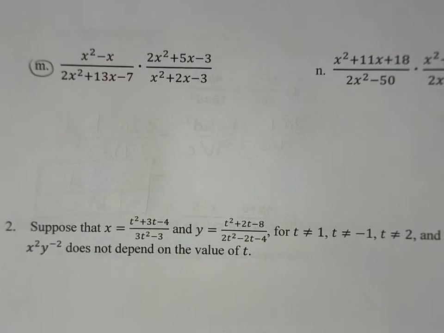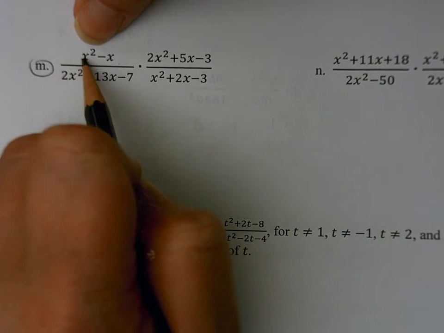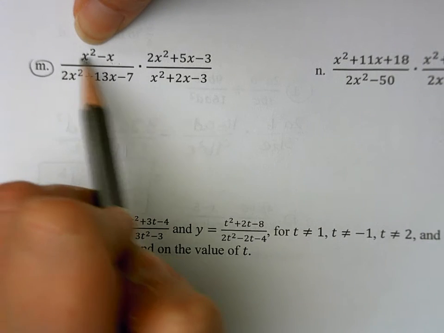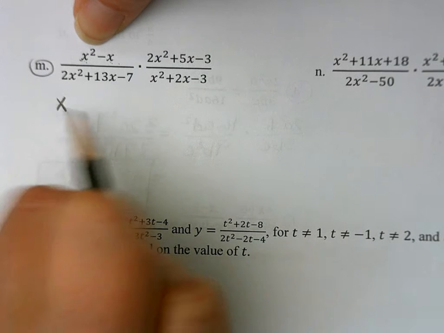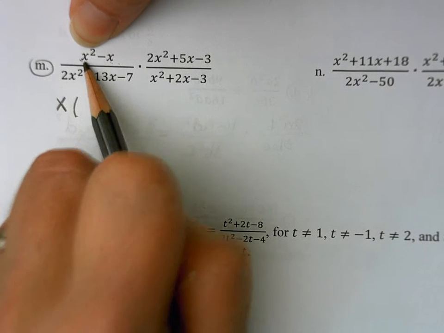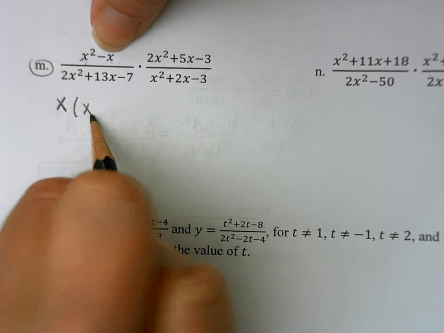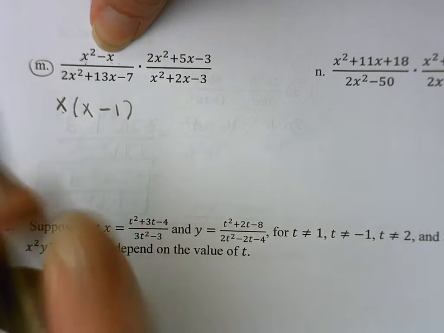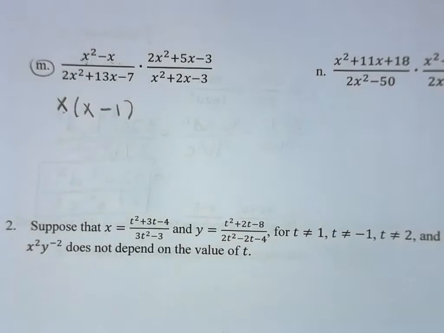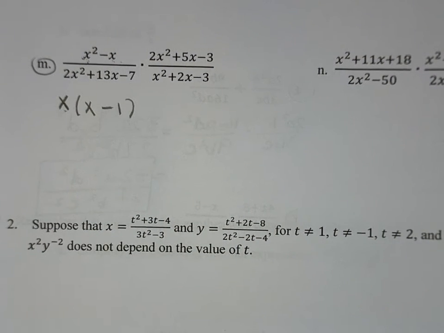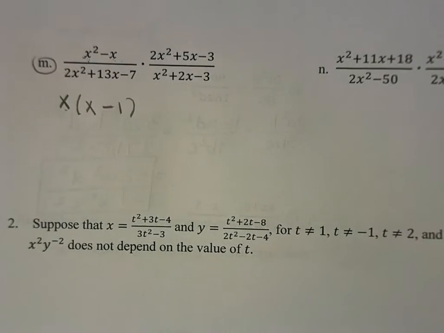Okay, and then let's take a look at m. So for m, I have x squared minus x, so I can take an x out of both of those. So I have two terms, and they have a common factor of x. When I divide x squared by x, I'm left with x, and negative x divided by x is a negative 1. And then everything else is a trinomial. So I want to list my factors for all of those.